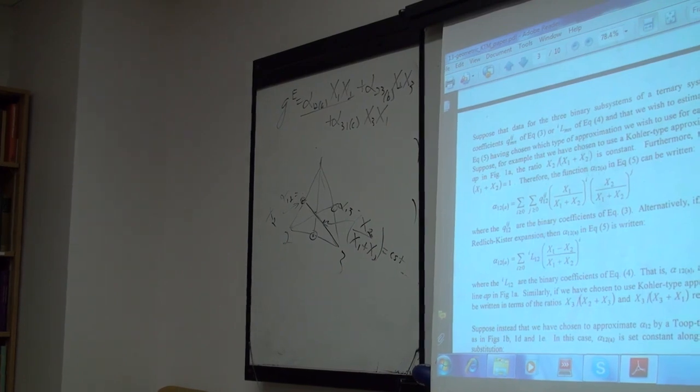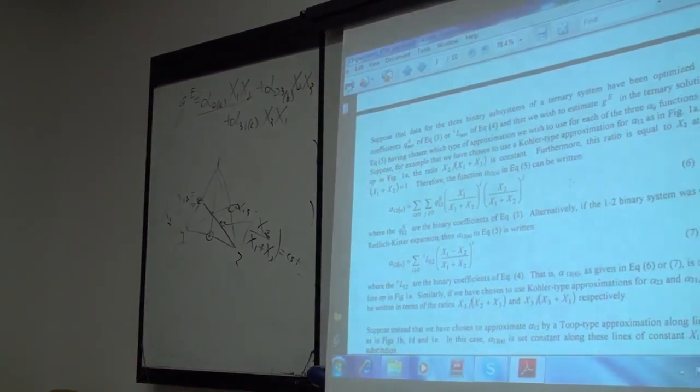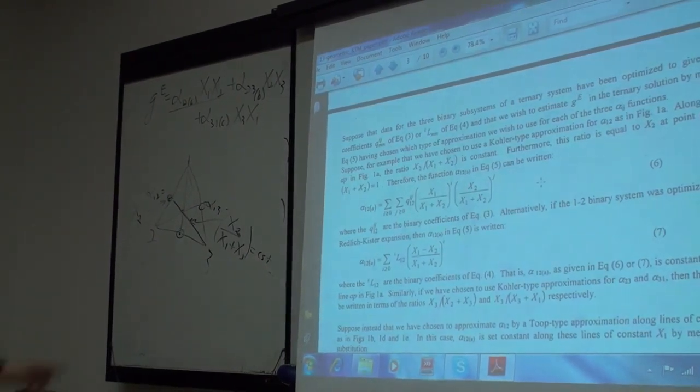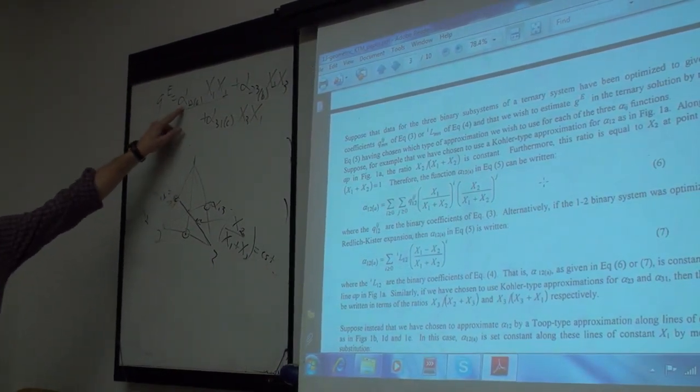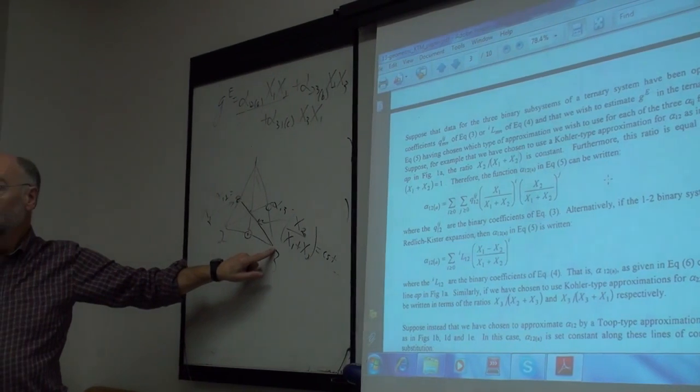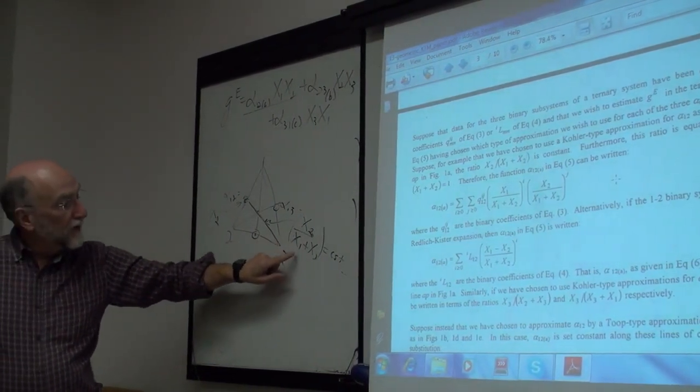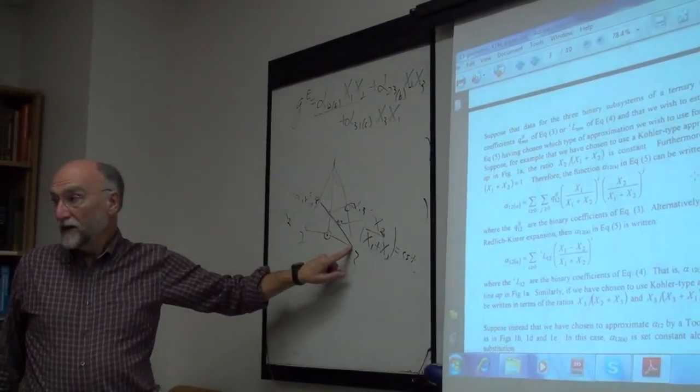Therefore, the function alpha 1,2 can be written as follows. We want alpha 1,2 to remain constant along this line. I want alpha 1,2 to remain constant along that line. Okay, x2 over x1 plus x2 is constant along that line.